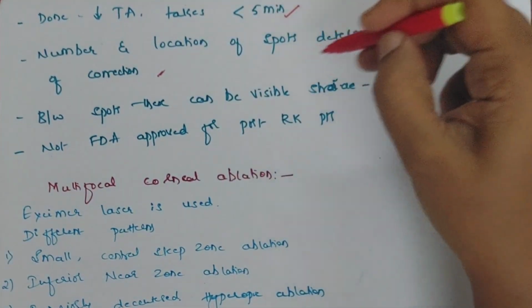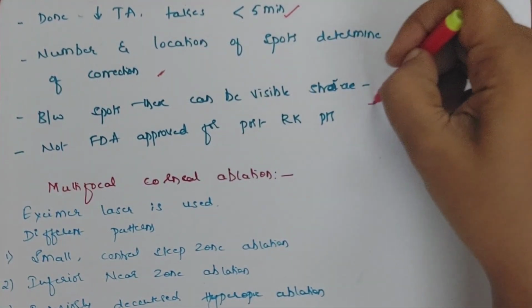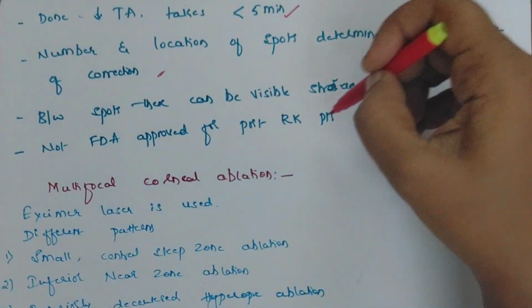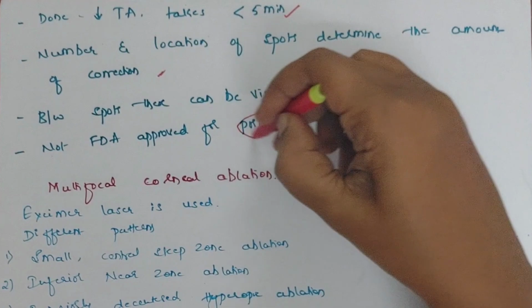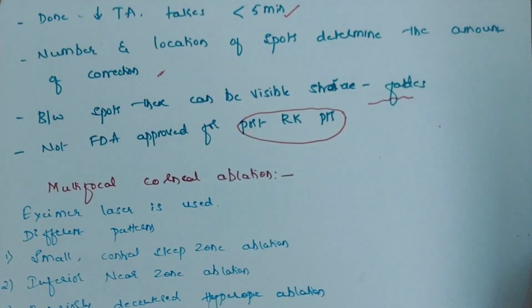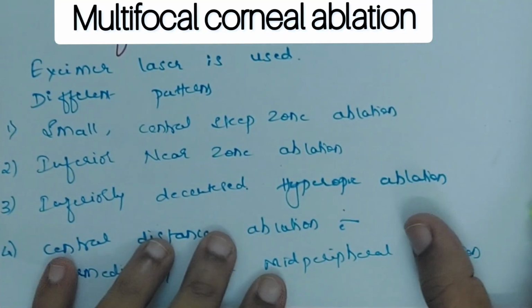And between the spots there can be visible striae initially, which fades off over the time. But still, this procedure is not FDA approved for post-RK patients. Okay. So this is about conductive keratoplasty in brief.